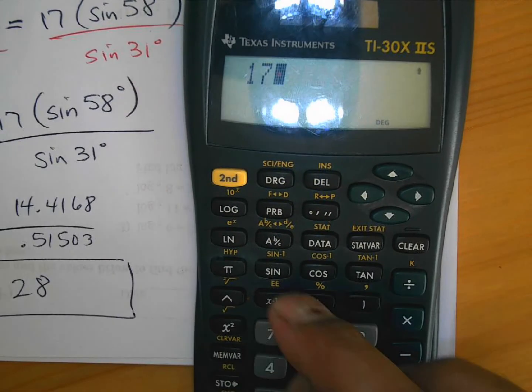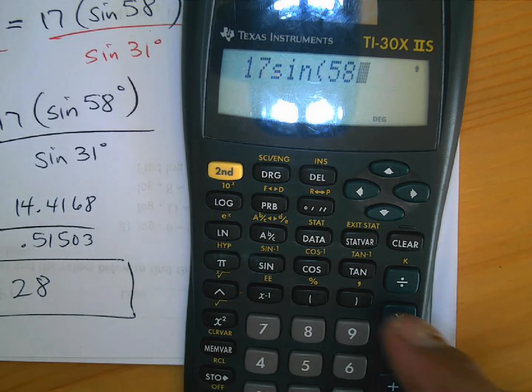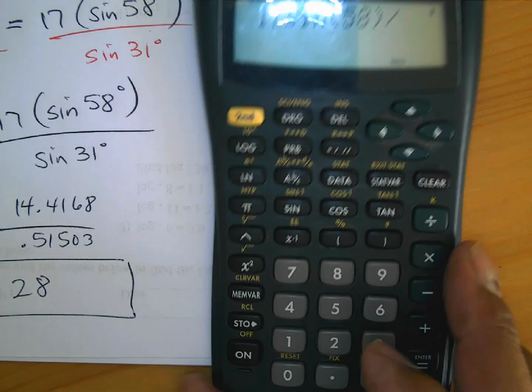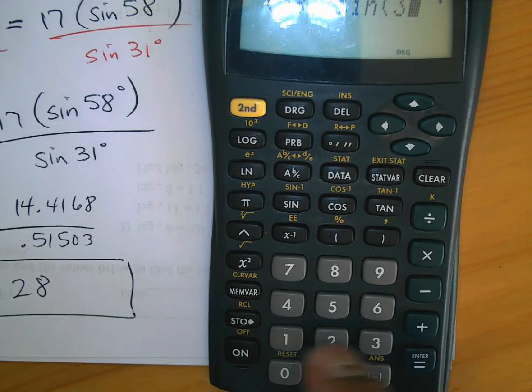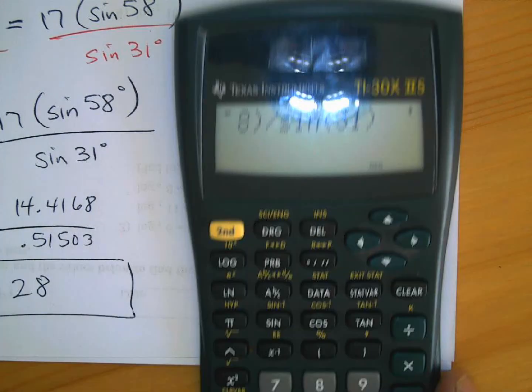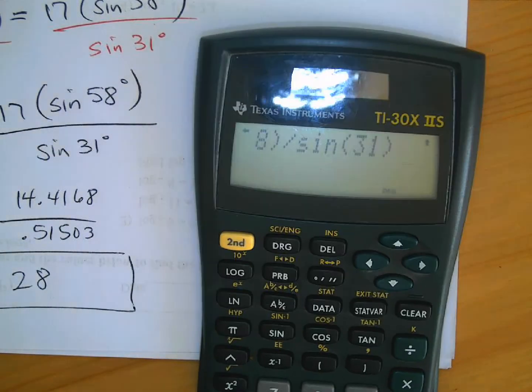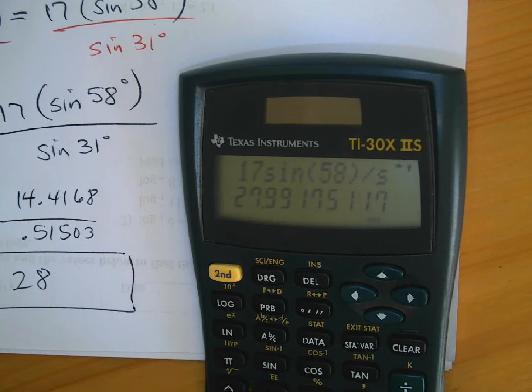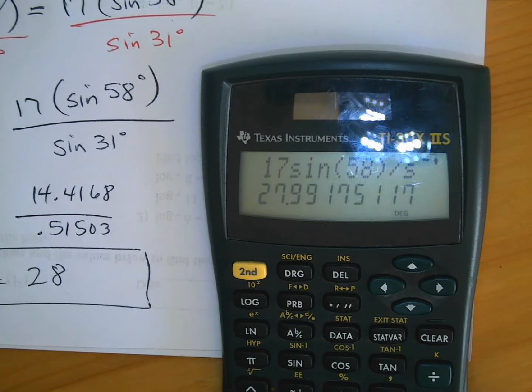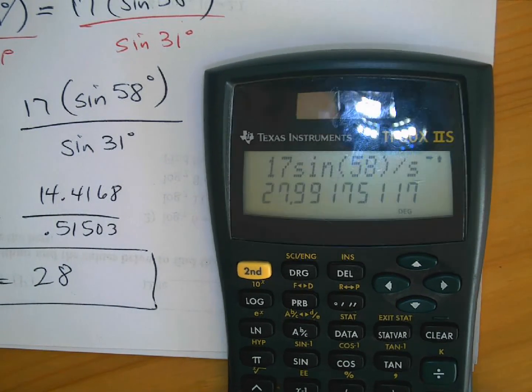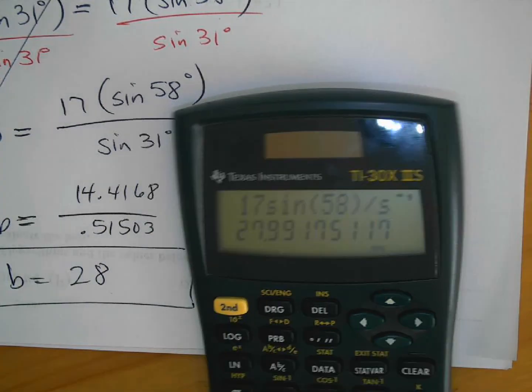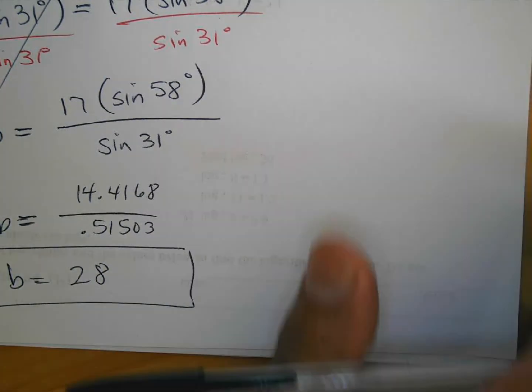Let's see, don't run off too much. Let me do it just 17 sine 58, close it, divided by sine of 31. Again, different calculators work differently. Let's see, equals. Oh, see, 27.99. We can round it up if it's that close. 27.99, I rounded it off to 28.